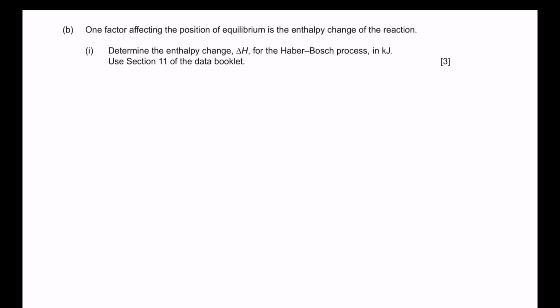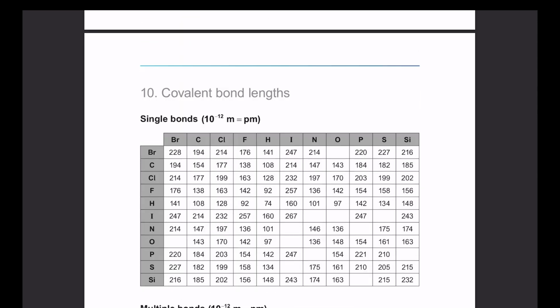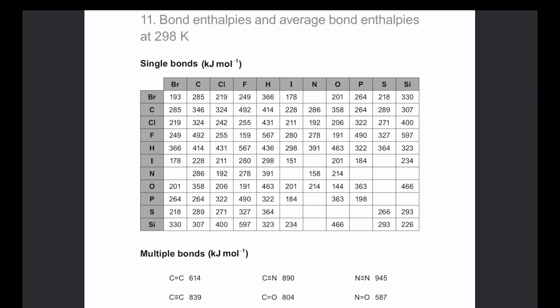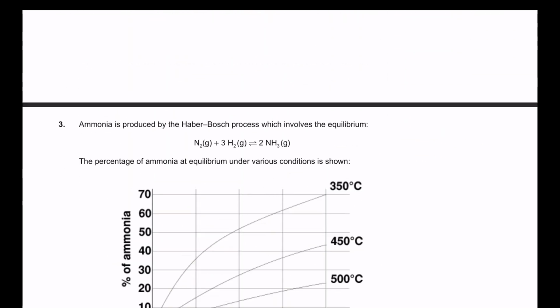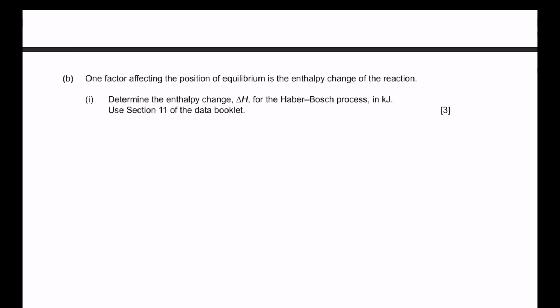One factor affecting the position of equilibrium is the enthalpy change of the reaction. Determine the enthalpy change, delta H, of the Haber-Bosch process and use section 11 of the data booklet. Let's head on to section 11. Yeah, that is section 11. It gives us the bond enthalpies, right? So for bond enthalpy analysis, we need to know which bonds are broken and which bonds are formed. So if we look at the reaction here, the N triple bond N and H-H bonds will break, and N-H bonds will be formed, right? So just make a list here.